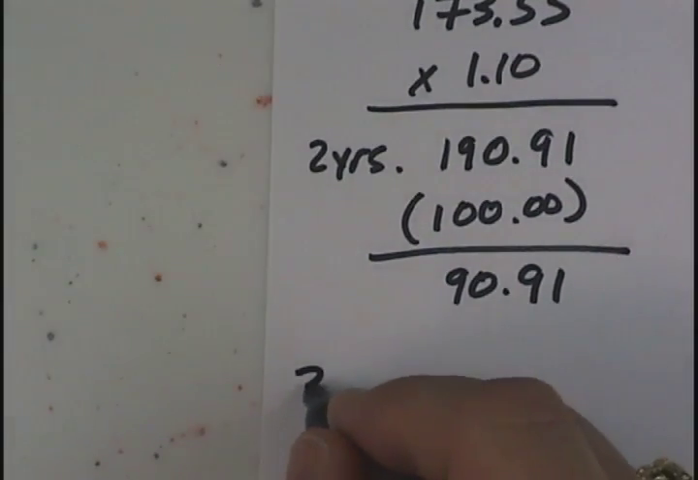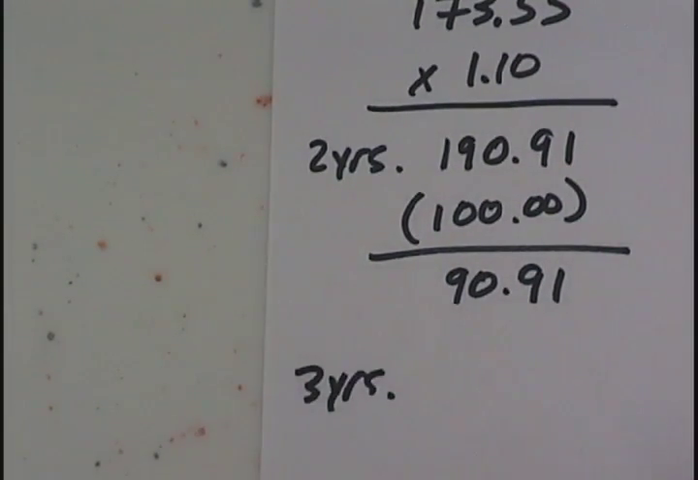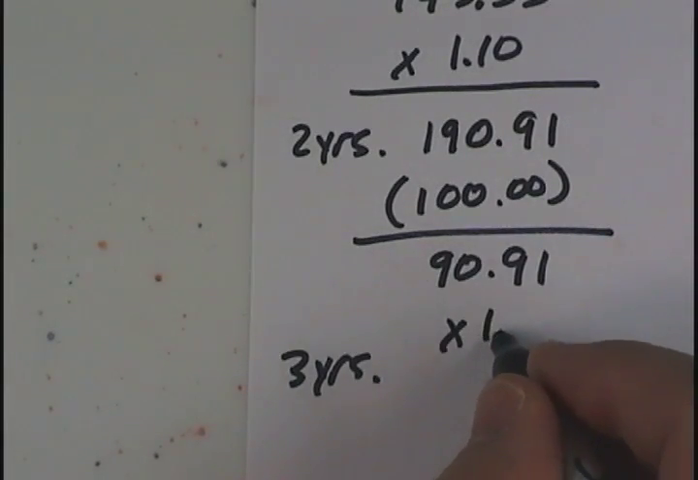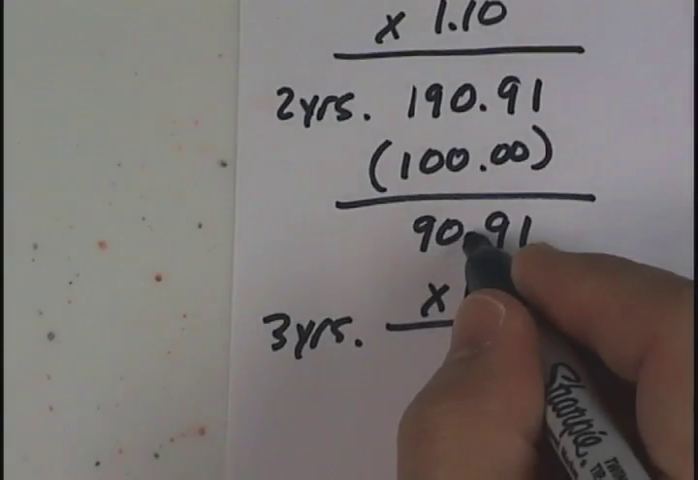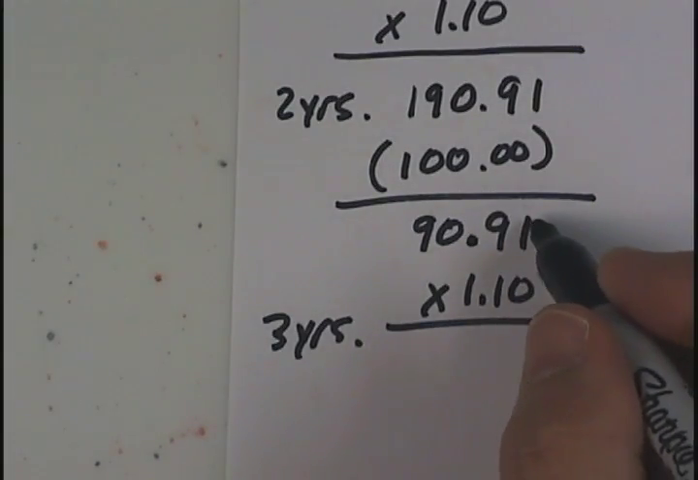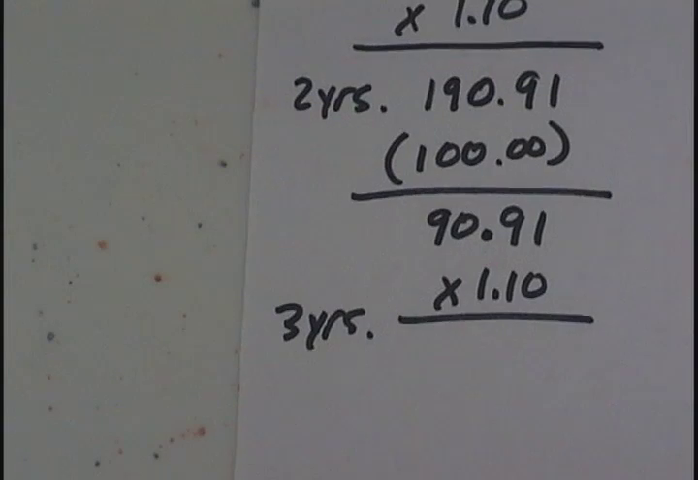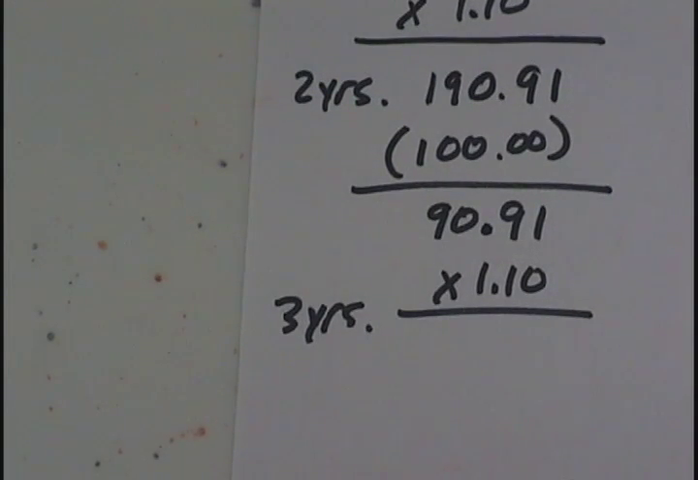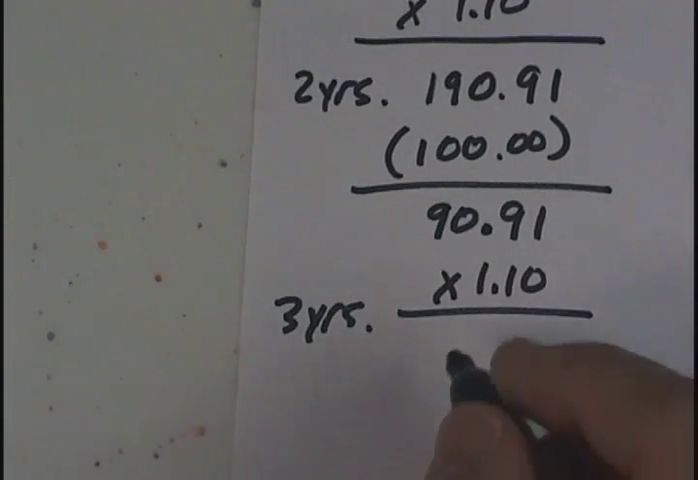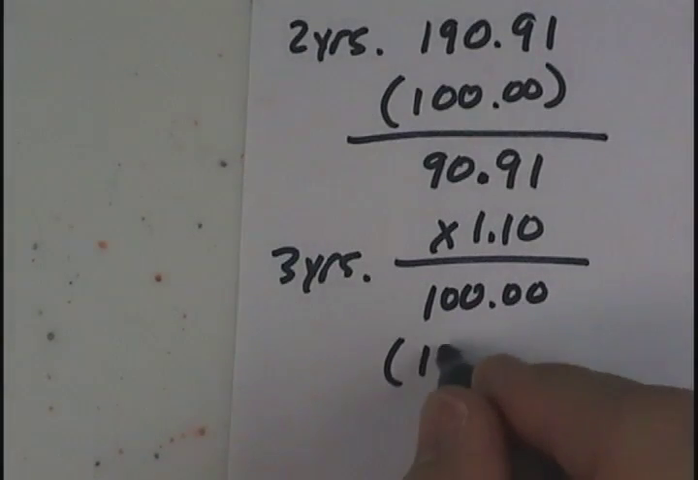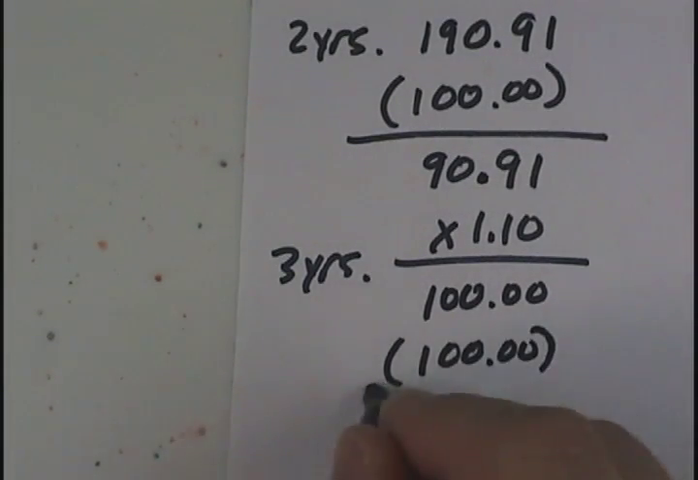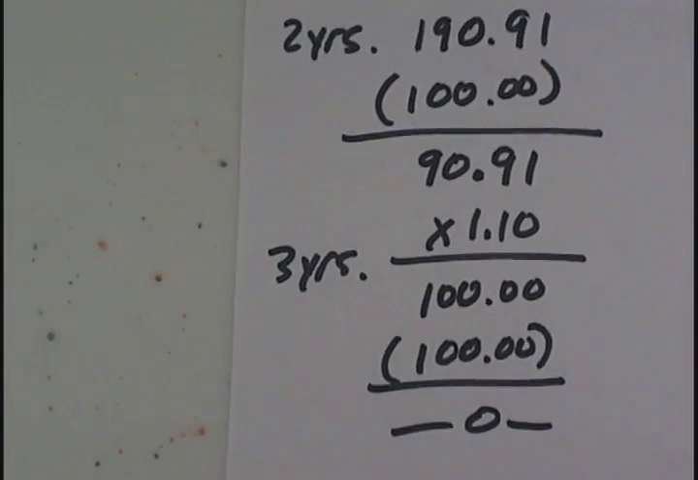In 3 years, I will have been able to invest over the course of that third year. I'll have my $90.91 at the end of year 2. It will grow at 10% over year 3. So at the end of the third year, I will have $100. I can take out my third and final $100 payment, and there'll be nothing left.